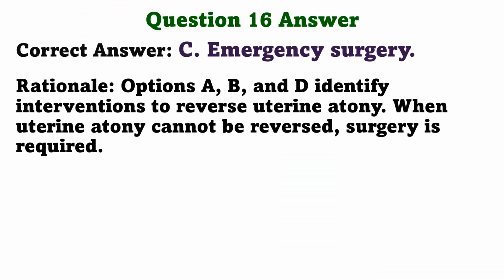The correct answer is C. Emergency surgery. Rationale: options A, B, and D identify interventions to reverse uterine atony. When uterine atony cannot be reversed, surgery is required.